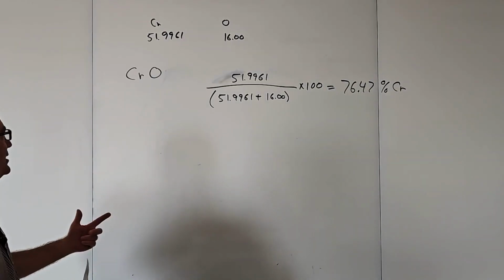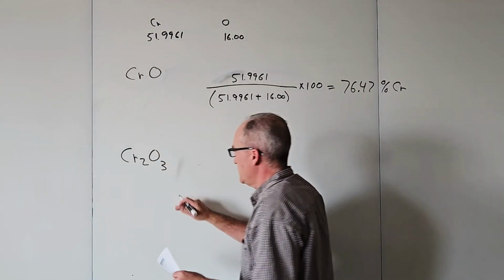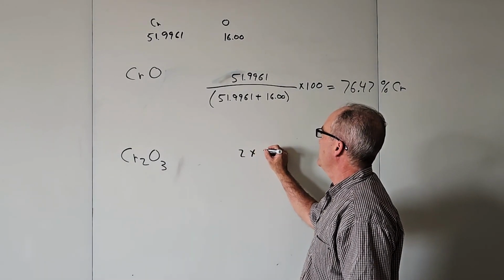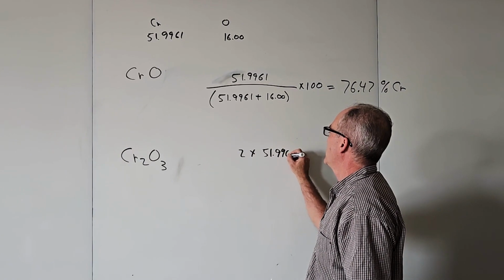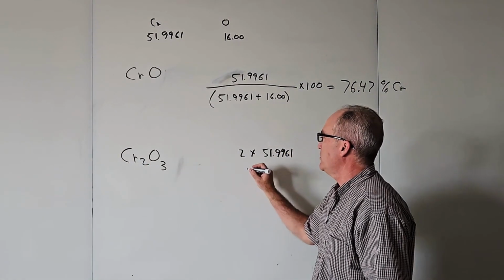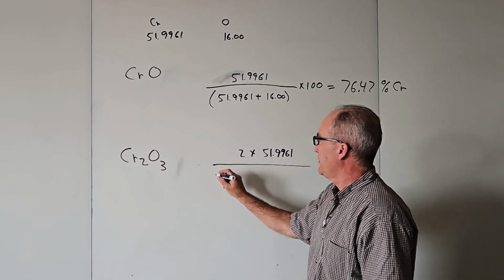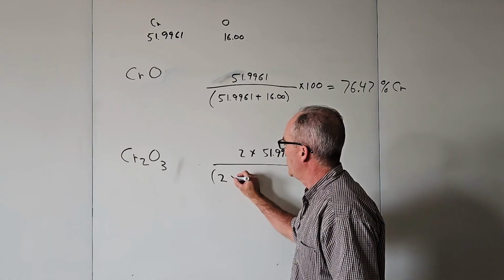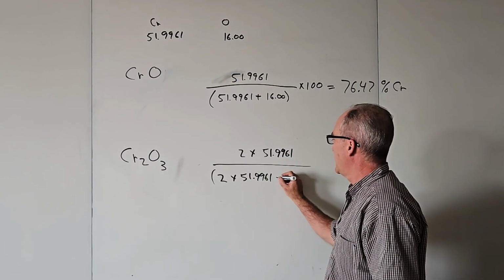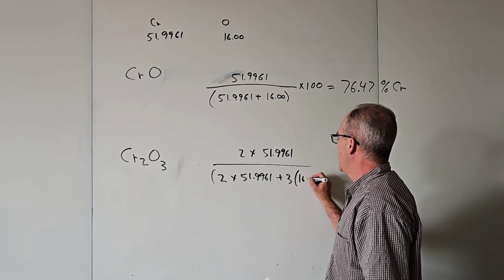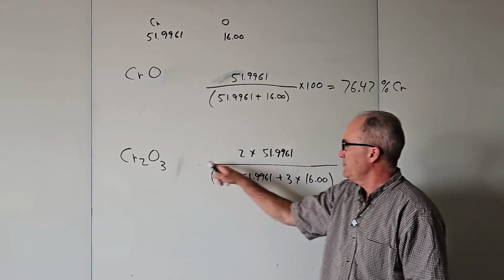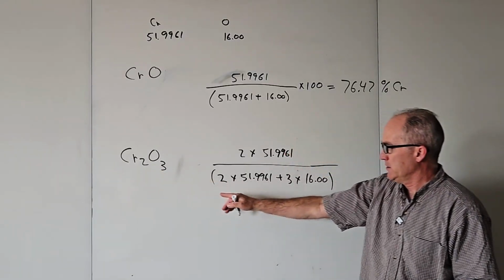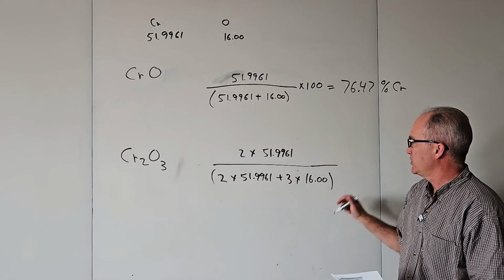Yeah, so 23 point whatever. All right, so notice this one's going to have a little twist. I'm going to want to go 2 times 51.9961 because I got 2 chromiums. Now the mass of this whole thing is going to be a little more work. 2 times that, and then sum that with 3 times 16. So 2 chromiums, I've got the mass of 2 chromiums up top. Mass of the whole thing, 2 chromiums summed with 3 oxygens.